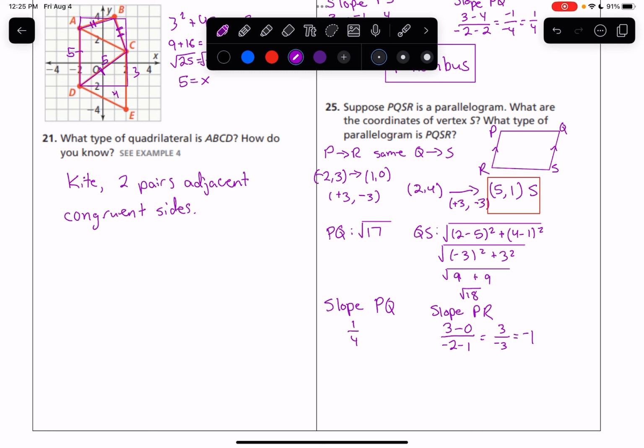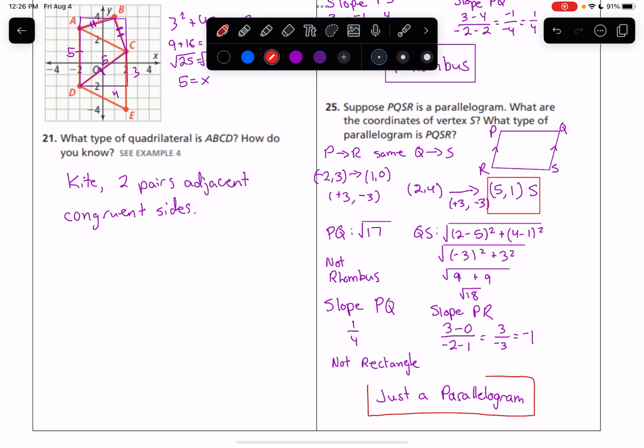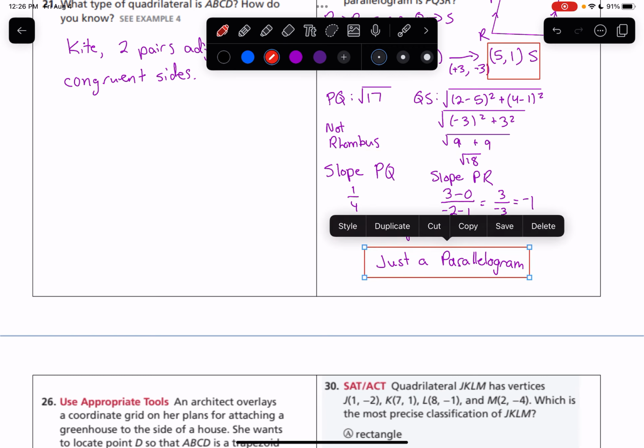So since we know it's not a rhombus, and we know it's not a rectangle, then that means the only possible name for this is just a parallelogram. It's not any special kind of parallelogram. So just a parallelogram. And that'll be our answer. I don't know why it goes up like that or down like that. There we go. All right.